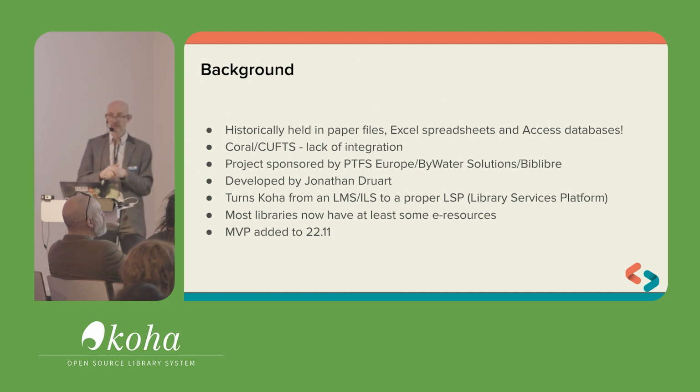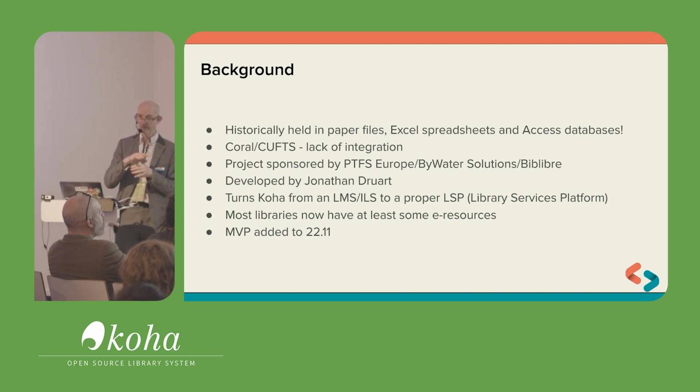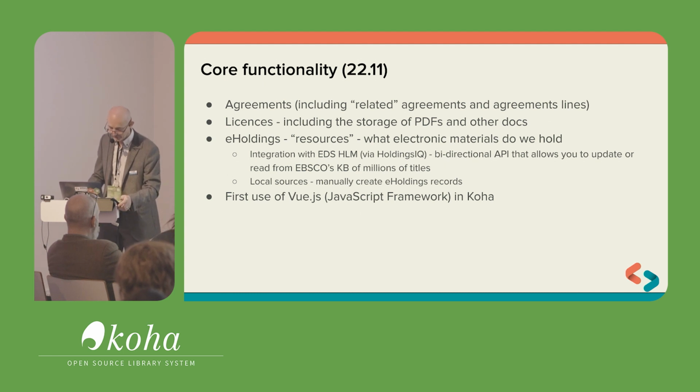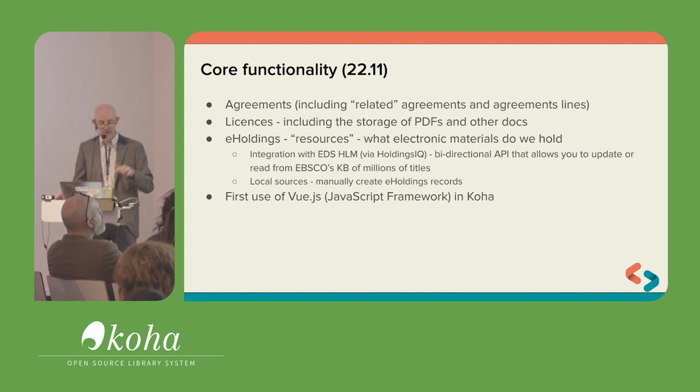You may have noticed in the Koha release notes last November that the minimal viable product, the core functionality for ERM, was added to Koha at that version. That's what I'm going to show you in just a moment. The main bits of functionality we added are agreements, licenses, and e-holdings. That's what we're focused on for now. I'll talk a little bit about what we're working on at the moment as well.